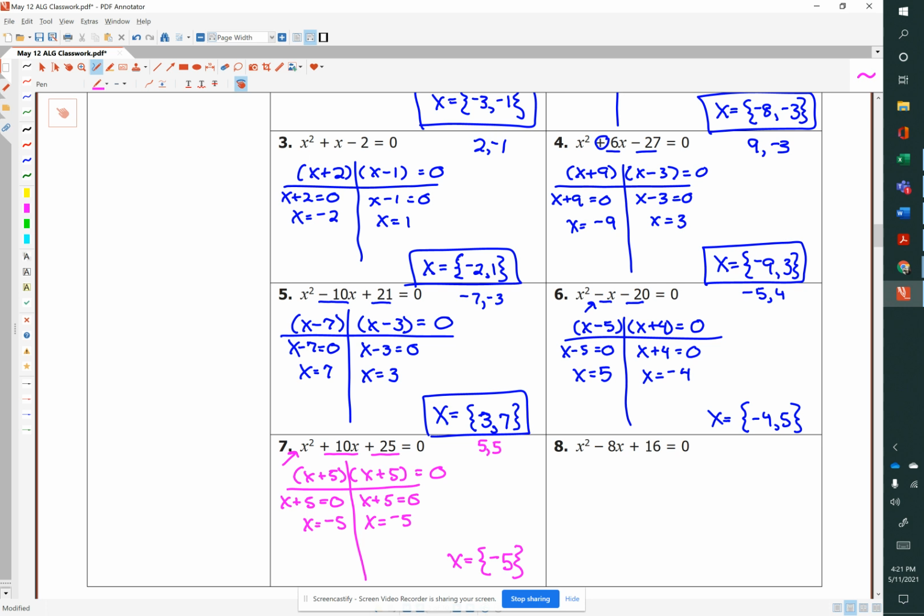So number 8, we need two numbers that add to negative 8 and multiply to positive 16. That means we need two negative numbers, so that would be negative 4 and negative 4. So (x - 4)(x - 4) = 0. That's our factored form. So let's solve for x - 4 = 0. And again, similar to number 7, we have one solution. x equals 4.